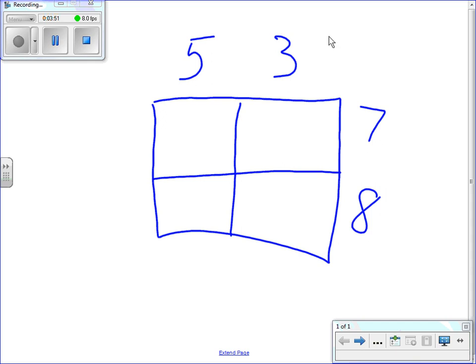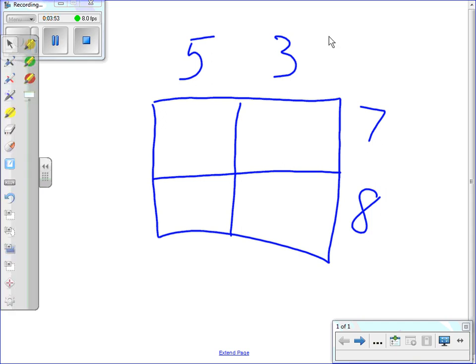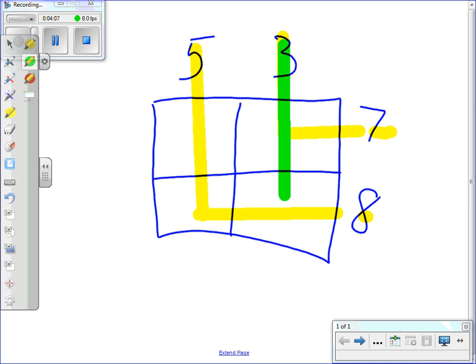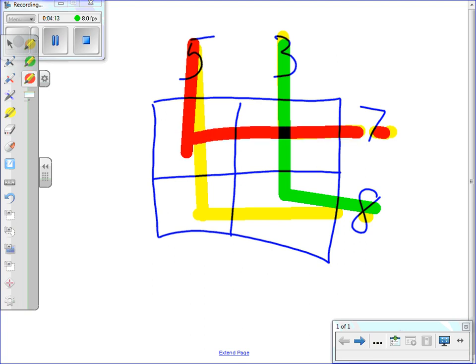And let's see if I can get this for just a second. I'm going to multiply 3 times 7 in this box. In this box, I'm going to multiply 5 times 8. Did you get it? In this box, I'm going to multiply 3 times 8. And in this box, I will multiply 5 times 7.